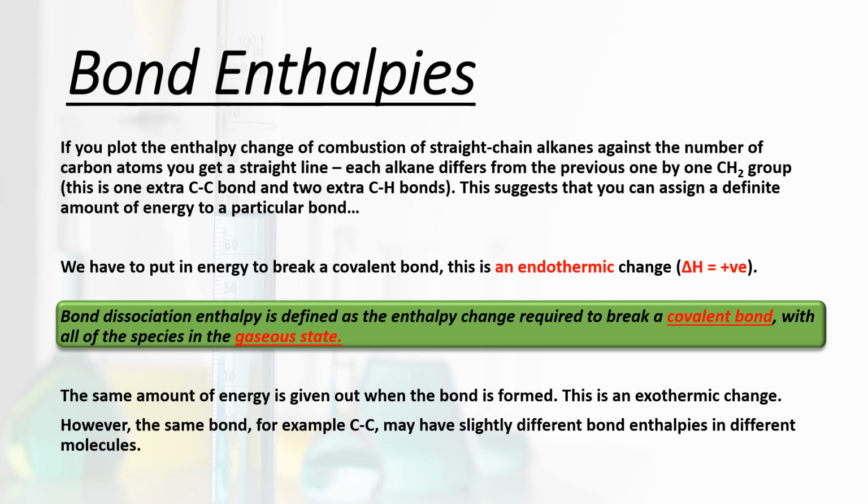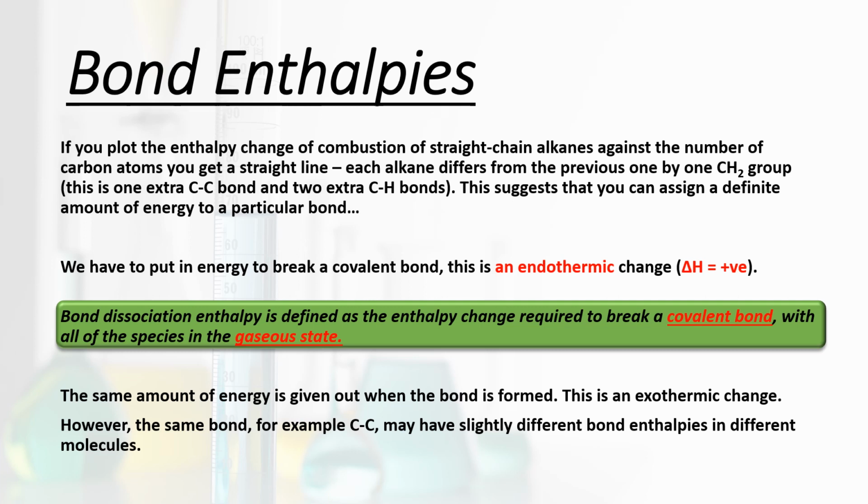Now each alkane differs from the previous one by just one CH2 group. So this is one extra carbon-carbon bond and two extra carbon-hydrogen bonds. And so because it's a straight line, there's the same difference in one CH2 group per alkane difference, and there's actually the same constant change in the enthalpy change of combustion. And so it suggests that you can assign a definite amount of energy to a particular bond.